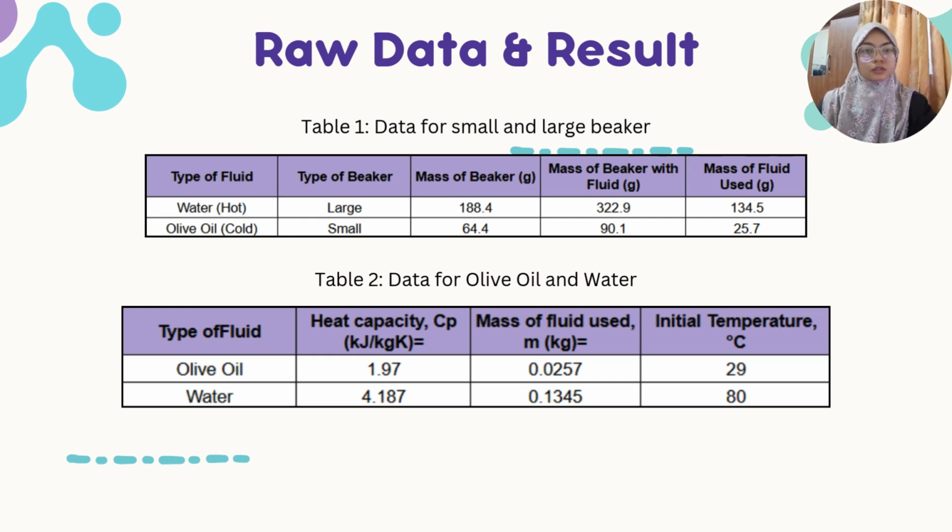So these are table 1 and table 2. Table 1 is for the data for the small and large beaker, and table 2 is the data for olive oil and water, which includes the heat capacity CP, mass of fluid used in kg, and also the initial temperature for both olive oil and water, which are 29 and 80 degrees Celsius respectively.